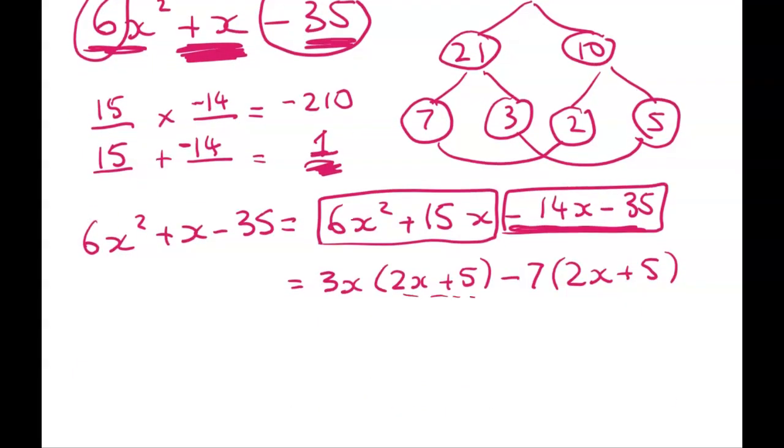Now you can see that this is repeating, and if it's not repeating, you've done something wrong, right? So that means that the whole thing factorizes to give me 3x minus 7 times 2x plus 5. Now we don't use that very much in this exercise, but it comes up once or twice, and it's a really crucial method to have at your fingertips for level 2 algebra.